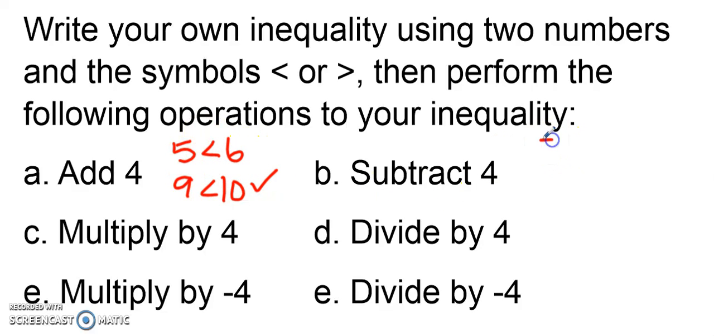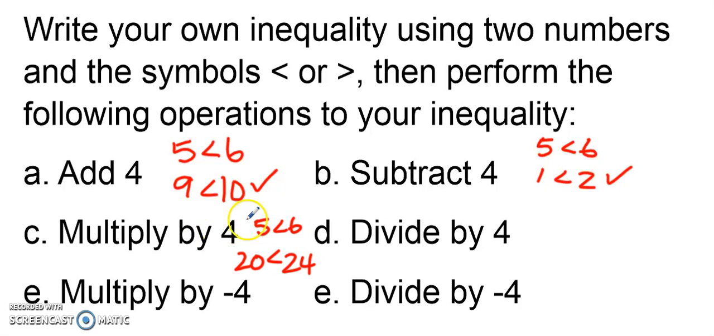Now I could do the same thing with subtraction of 4. So if I subtract 4 from both sides, 5 minus 4 would be 1, and 6 minus 4 would be 2, and yes, 1 is still less than 2, so that is a true statement. Now I get to multiplying, so I have 5 is less than 6. If I multiply 5 times 4, I get 20, and 6 times 4, I get 24. So yes, 20 is less than 24.